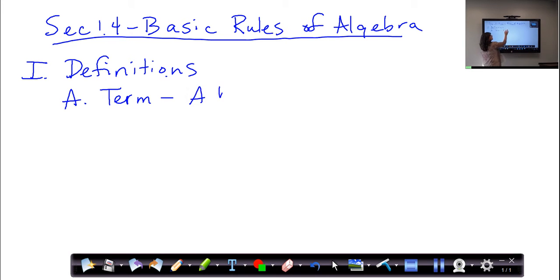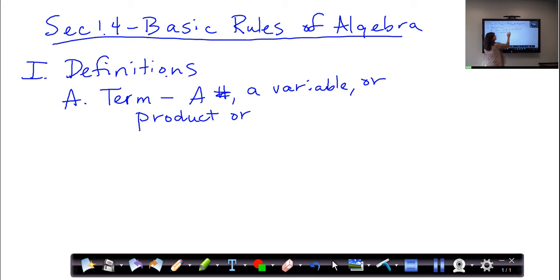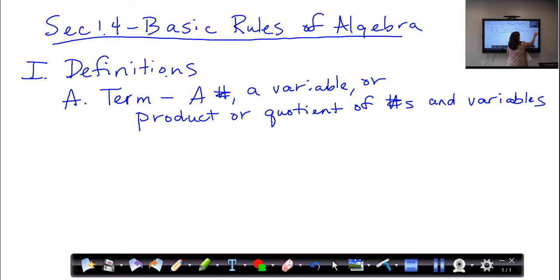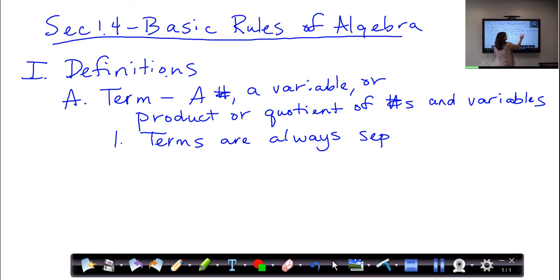A term is a number, a variable, or a product or a quotient of numbers and variables. And terms are always separated. This is how you recognize them.